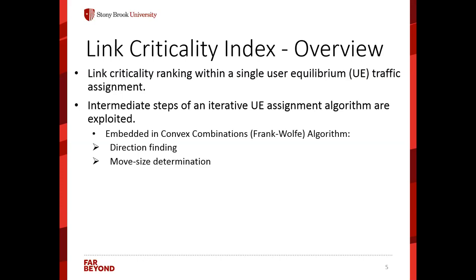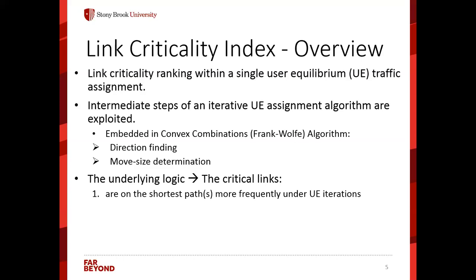First, we implemented it in the Frank-Wolfe algorithm, which includes direction finding and move size determination. I'm not going to go into details of traffic assignment, but the underlying logic we use when we look at these iterations is that critical links are on the shortest path more frequently under user equilibrium iterations. Basically, if you're asked which link is the most critical from your home to your work, you would name the route that you use more frequently, because you're probably using it more frequently because it's the shortest path.